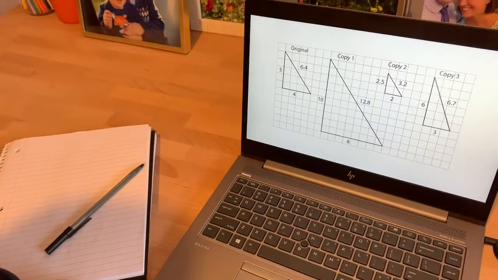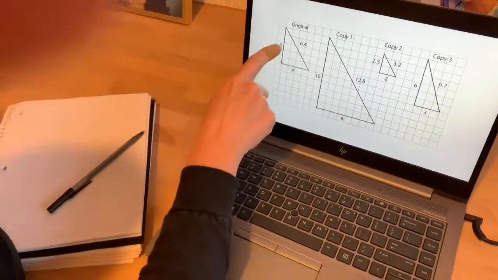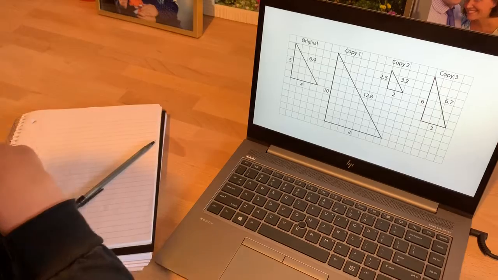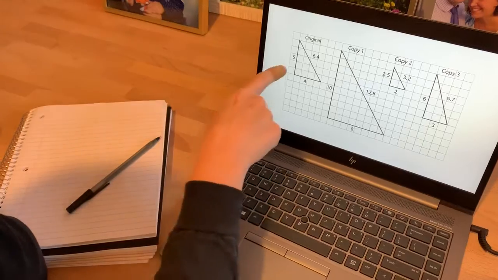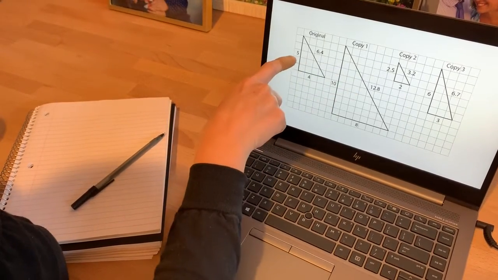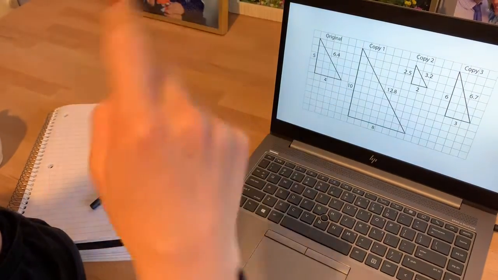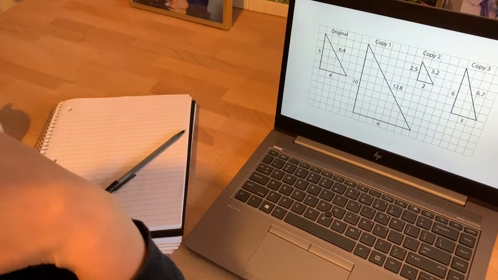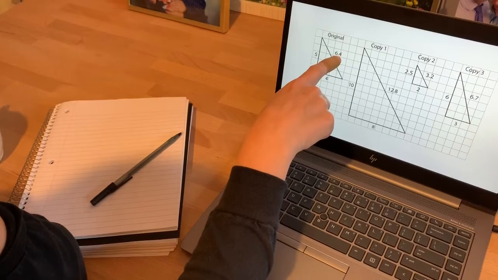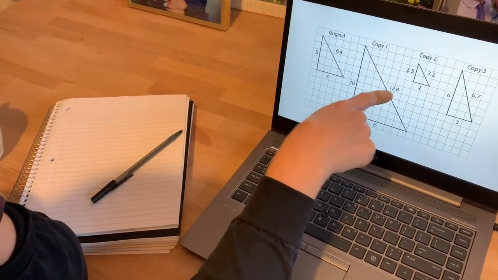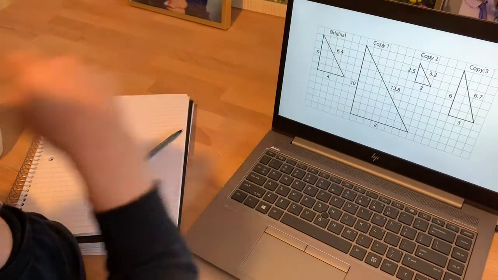So let's talk about scale factor. As you remember, scale factor is multiplication, right? What are we multiplying all of the sides by in order to ensure that we have the same shape, just a different size? So what I notice, if I were to compare the original to copy 1, is that if I double my 5 times 2, I would get 10. So then I want to check and make sure that that's the same for everything. If I multiply 4 times 2, I get 8. And if I multiply 6.4 times 2, I would have 12.8. So copy 1 is a scaled copy because they are all being multiplied by the same scale factor.